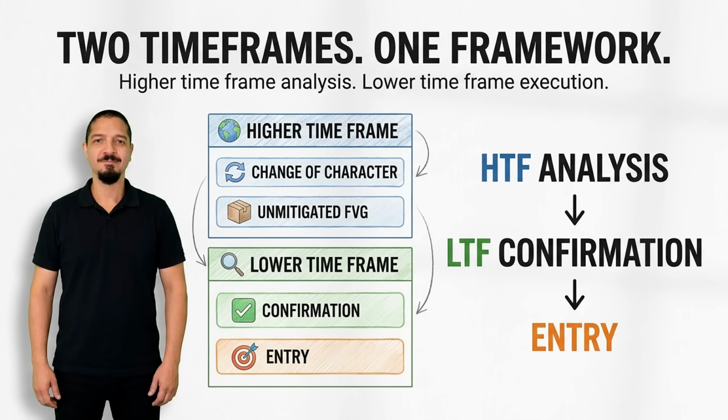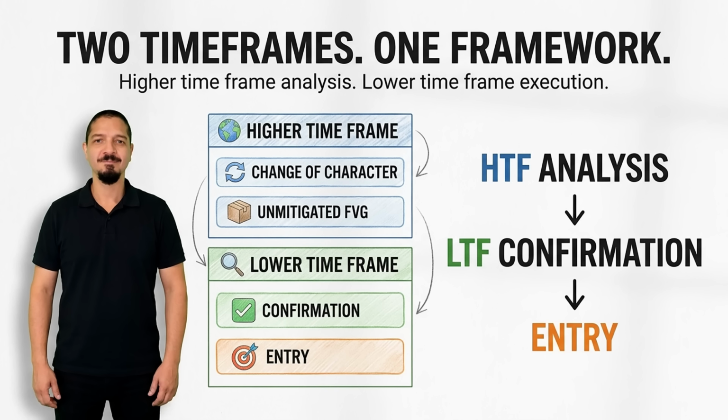This model also requires working with two time frames. Begin with a higher time frame, such as the 4-hour or 1-hour chart, to analyze the market structure and identify a clear higher time frame change of character, together with an unmitigated fair value gap connected to it. After that, move down to a lower time frame, such as the 15-minute or 5-minute chart, depending on your preference, to look for reversal signals, confirmation, and eventually a proper entry model.